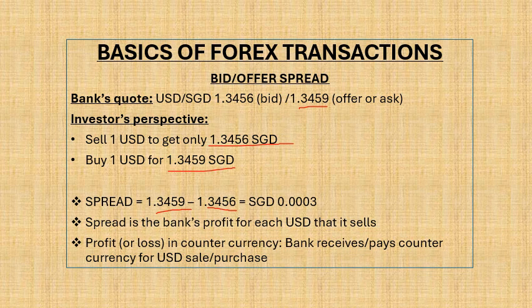The profit is called the spread. For the USD SGD quote above, the spread is 1.3459 minus 1.3456, which is Singapore dollar 0.0003. This is what the bank makes when it sells 1 US dollar. Note that the profit is in the counter currency terms because the bank receives the counter currency Singapore dollar when it sells USD, and it pays in the counter currency Singapore dollars when it buys USD.